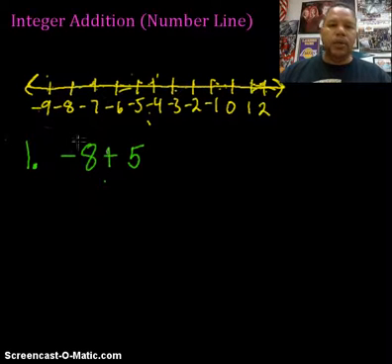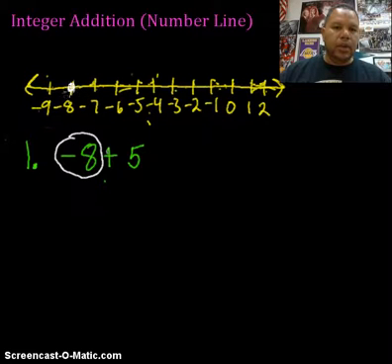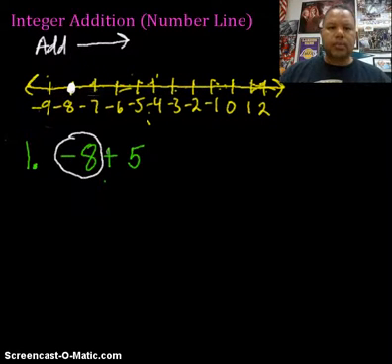When we're doing addition with integers, we always begin with our first number, which in this case is -8. So we'll start at -8, and I'll put a point at -8. Since we are adding, addition means we are going to go to the right. We add to the right.